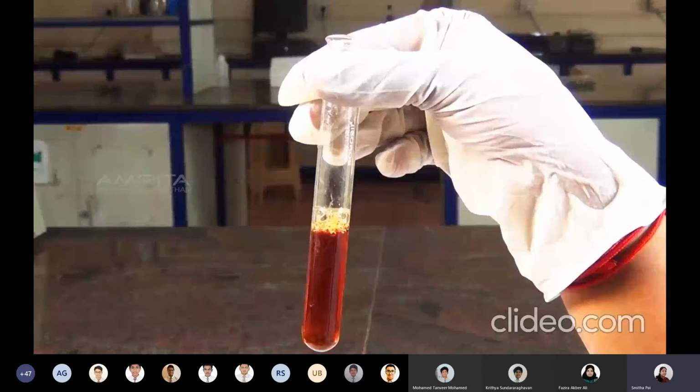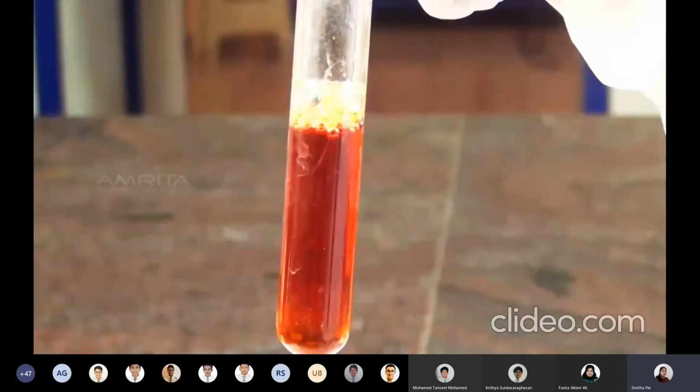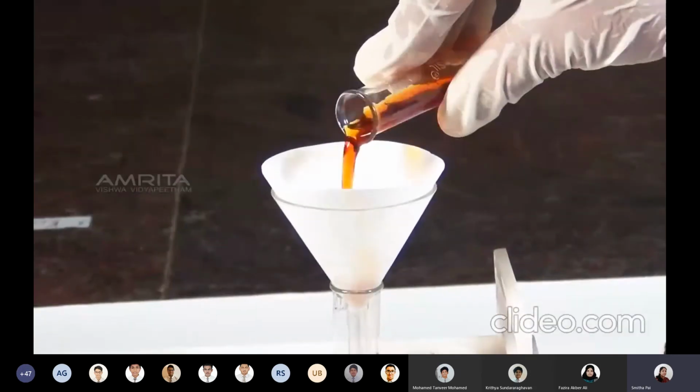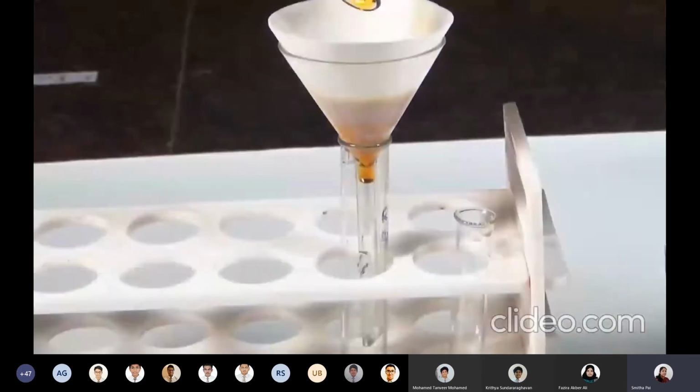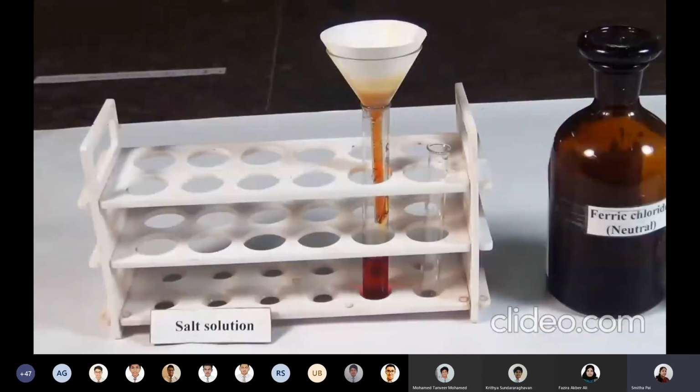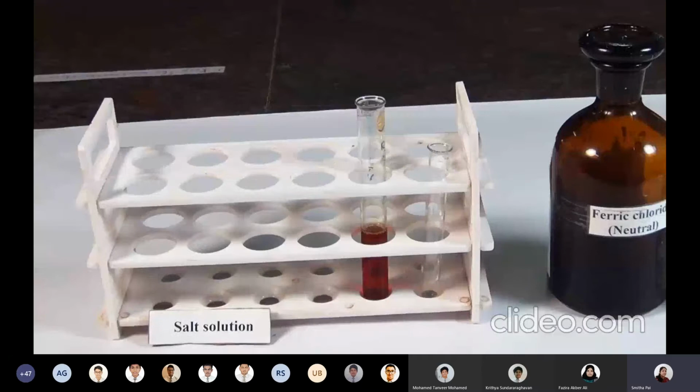Acetate reacts with neutral ferric chloride to form reddish-brown colored ferric acetate. Now, using the funnel and the filter paper, filter the reddish-brown colored ferric acetate into another test tube. A reddish-colored filtrate is obtained. Take 1 part of the filtrate in a test tube. To this, add dilute hydrochloric acid using a dropper. We can see that the reddish color disappears.